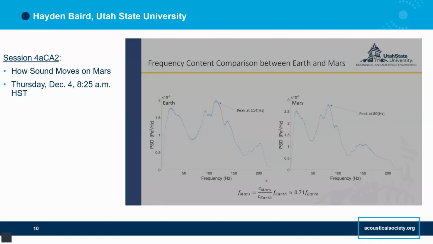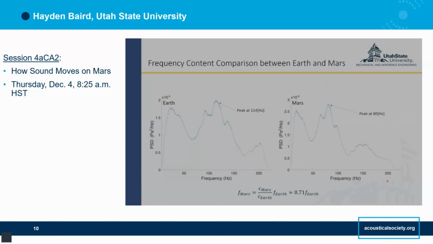The speed of sound on Mars being around 243 meters per second, and the speed of sound on Earth being roughly 340 meters per second. This results in a shift in the overall frequencies, where if you say have a 100 hertz frequency on Earth, you'd get around a 71 hertz frequency on Mars, or 71% of the same frequency.